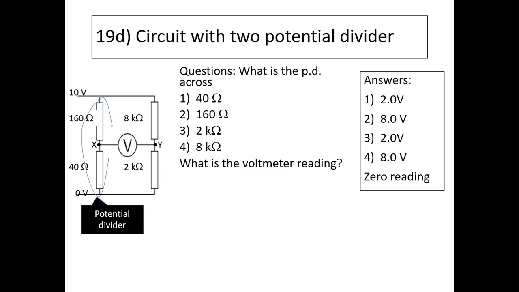Wait, why is it 0 again? Across your 40 ohm is 2 volt. Across a 2 kilo ohm is also 2 volt. So the potential difference XY is 0. 2 minus 2 is 0.